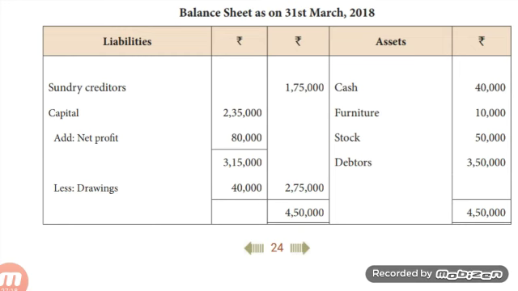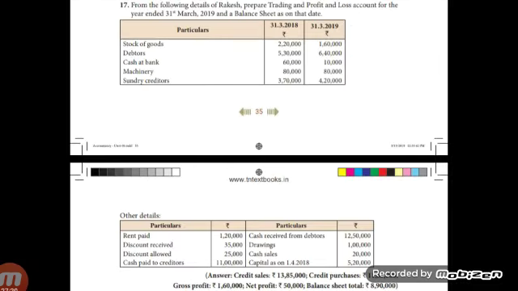Okay, children. Solve exercise 17. Let me explain the question. From the following details of Rakesh, prepare trading and profit and loss account for the year ended 31st March 2019 and a balance sheet as on that date. Children, some opening assets and liabilities are given. Opening stock, debtors, cash balance, machinery, creditors balance given.